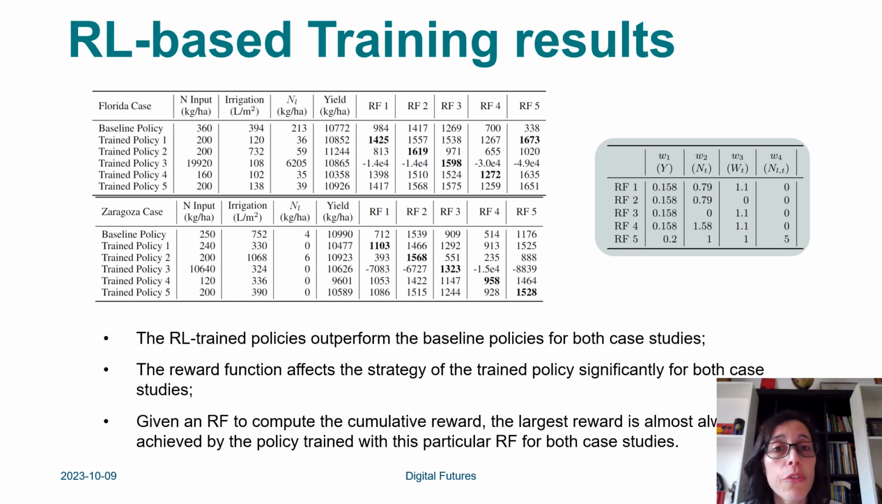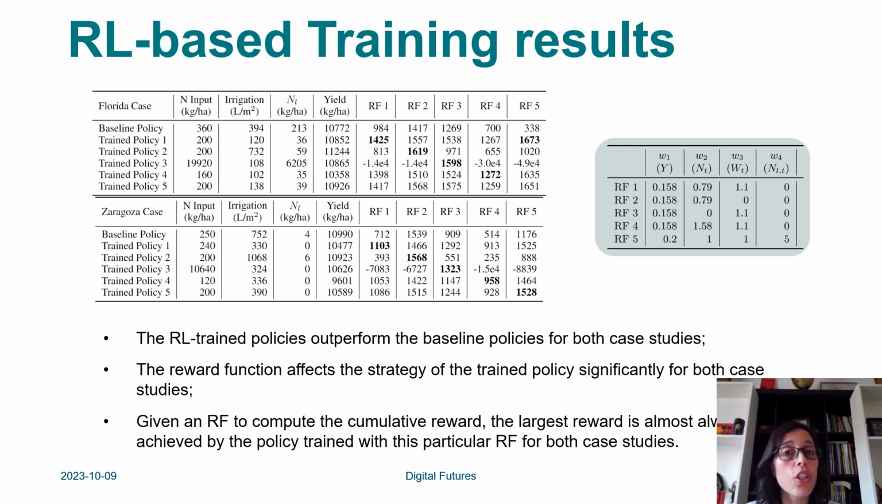5 different functions for the reward calculated from the previous equation were used to train the reinforcement learning agent, and we achieved 5 different trained policies for each case study. The parameters used in each reward function are listed in the table on the right side. Reward function 1, for example, represents the economic profit that the farmers gain based on the approximate price of maize and cost of nitrogen fertilizer and irrigation water.